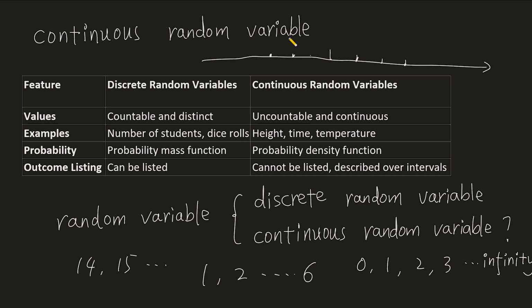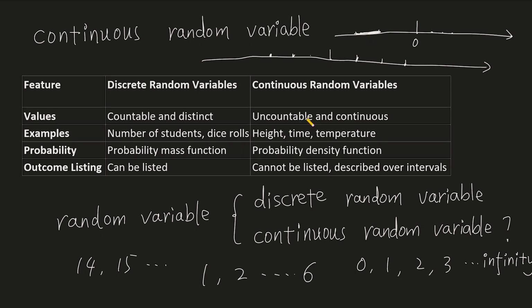And now let's see the values of a continuous random variable. The values of a continuous random variable are uncountable and continuous. So the possible values of a continuous random variable can be all the points on the number line, or they can be all the points in a range on the number line.